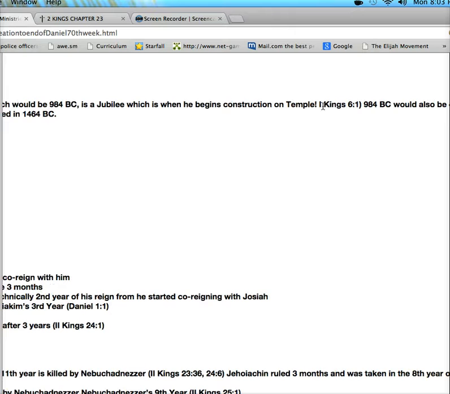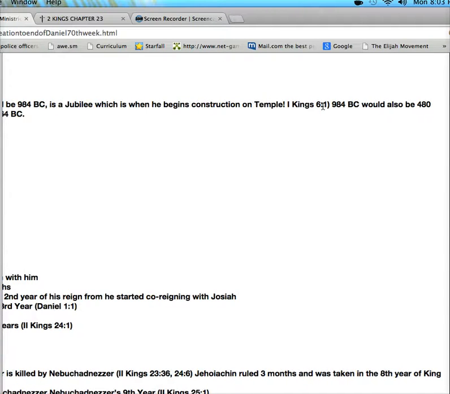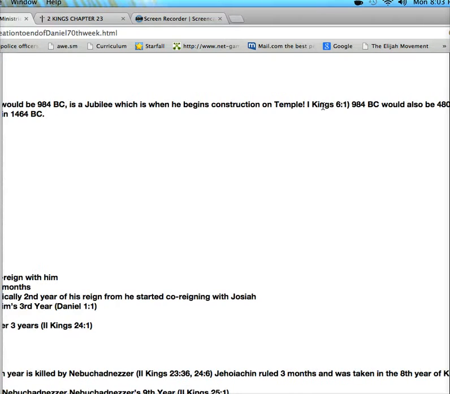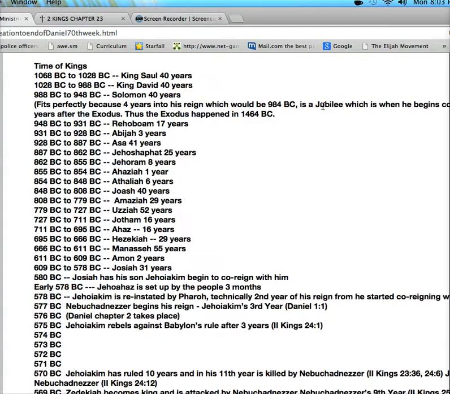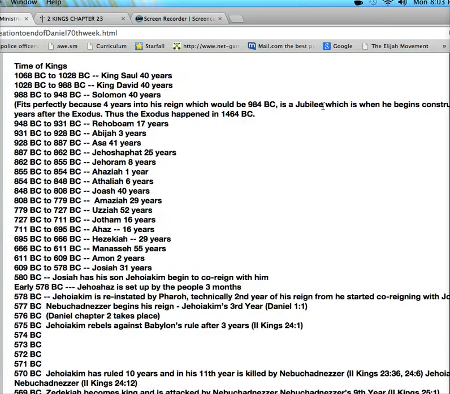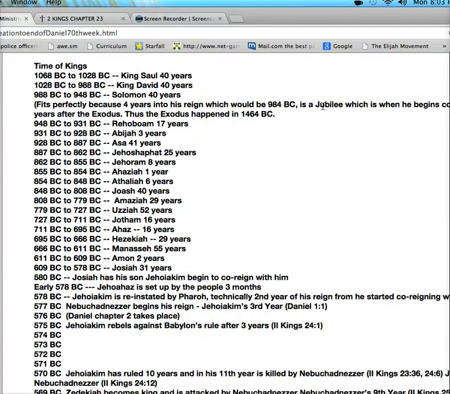Up until this point, there had only been a tabernacle in Shiloh, and then it was moved to Jerusalem by David, but it had only been a tent tabernacle. Now we're going to have a temple. And I think it's very fitting that that temple construction begins, this is mentioned in 1 Kings 6:1, on a Jubilee year. And of course, 984 BC is also 480 years after the Exodus. Thus, the Exodus happened in 1464 BC, which I already went over. So again, you can see that my timeline adheres to all three of those scriptures.